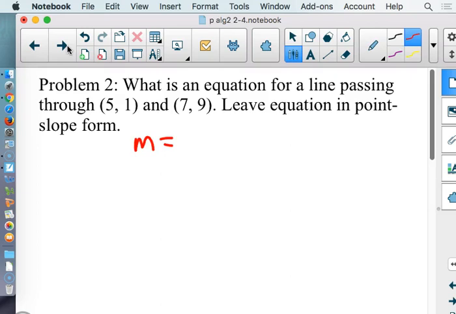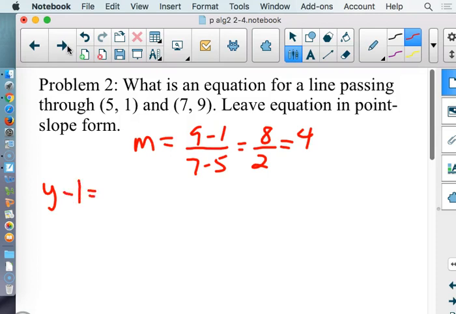We can find slope. We can make this work. So it'll be 9 minus 1 over 7 minus 5. 8 halves. What's that going to be? Yeah, no fraction. We've got ourselves a really nice slope. You want to use 5, 1 or 7, 9? Okay, let's use 5, 1. It will be y minus 1 equals 4 times the quantity x minus 5.